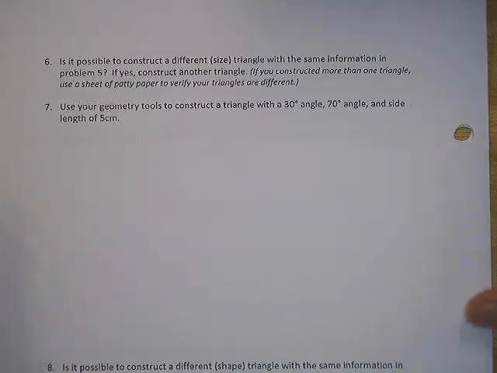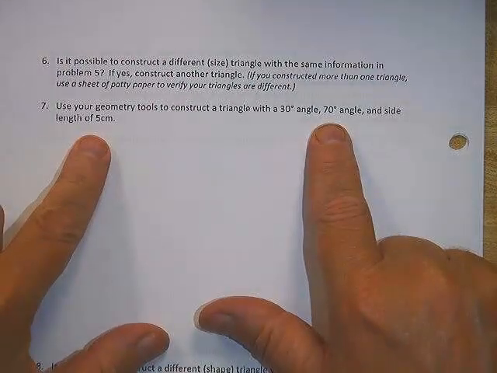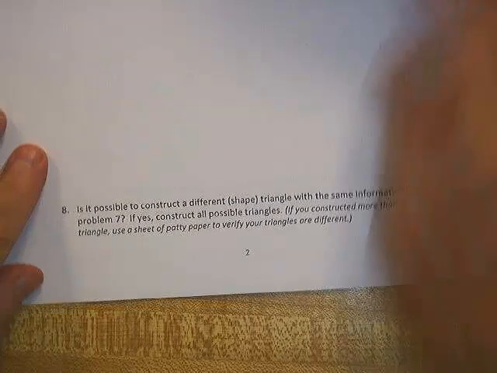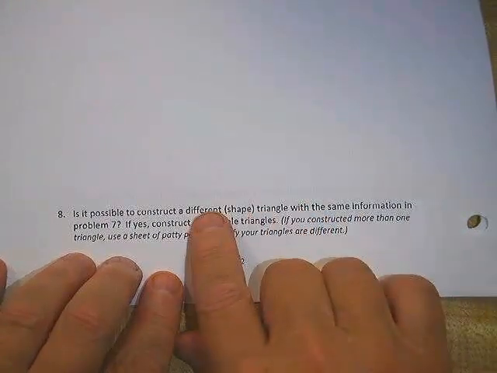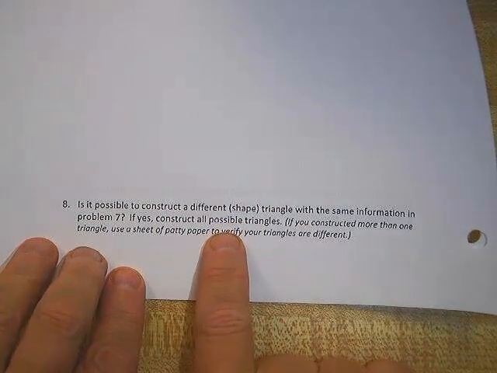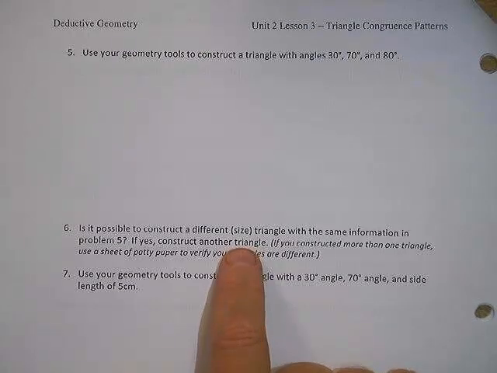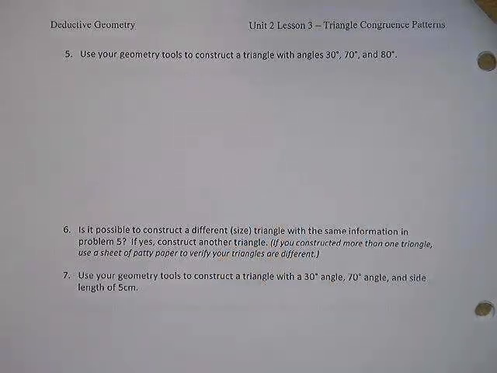The bottom problem, we're doing two angles and a side. You'll notice the two angles here are the same, two of the three angles at the top here. And again, I'm asking, is it possible to come up with another triangle, again, different shape, different size. And this time I want all of the possible triangles, where here I'm just asking for one additional triangle. So go ahead and work on that with your partner. And when you're ready to continue, turn the video back on.